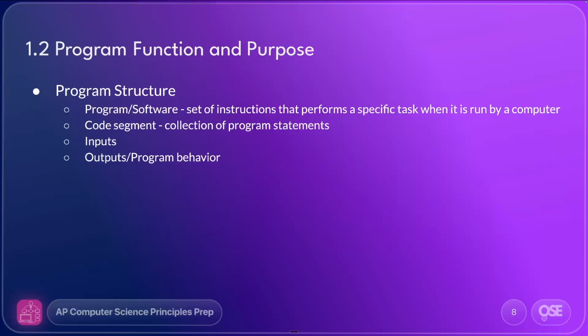Program structure. So a program or software is a set of instructions that performs a specific task when it's run by a computer. A code segment is a collection of program statements. So it has multiple lines of code, for instance. Also, you have to know inputs, something that goes into the program, and outputs, something that goes out of the program. Input can be, for example, pressing a key. Output can be, for example, a sound that the program makes.